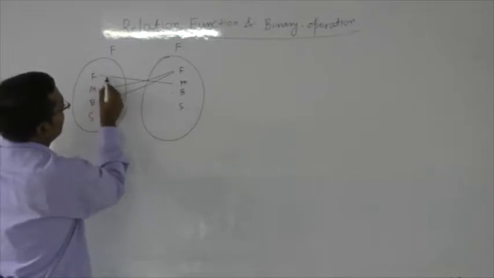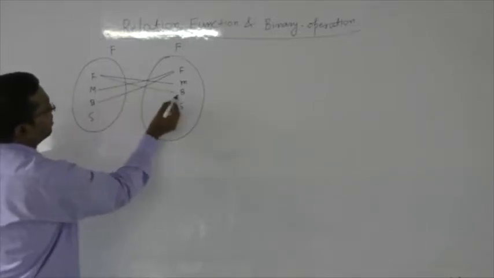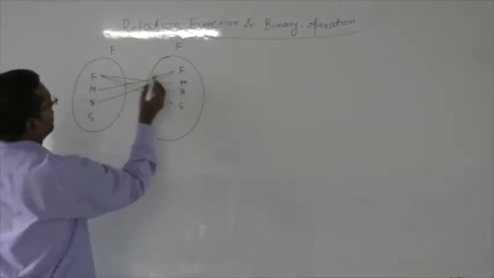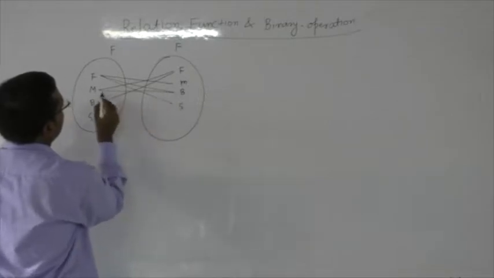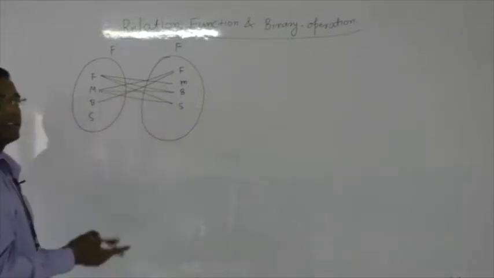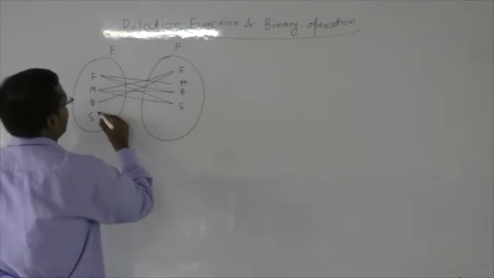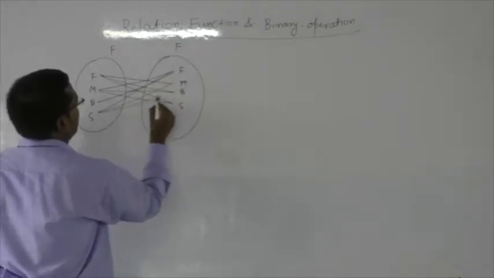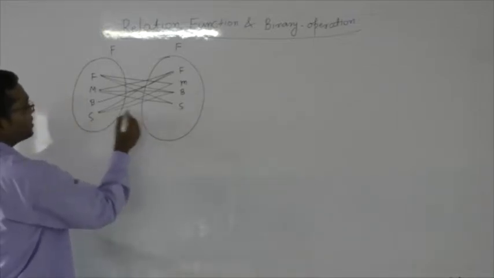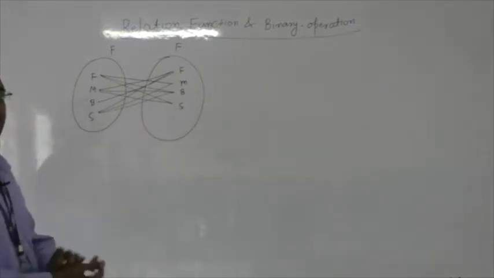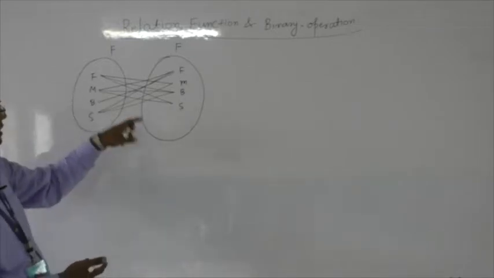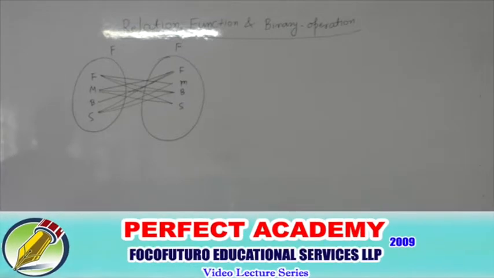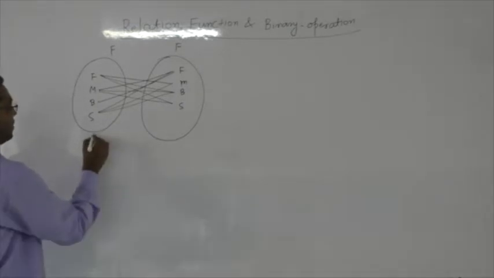The father and brother are related. Father and sister are related. So mother and father, mother and brother, mother and sister, these all are related. Similarly we can say son and father, son and mother, son and brother are related. If I give son to son, then that will represent itself only. So we can say this is a relation on this family.